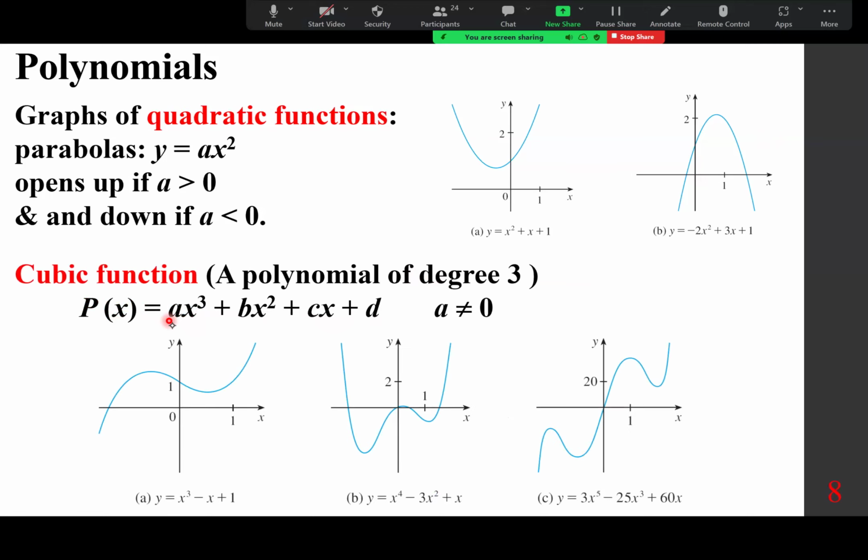Okay. Looking like that. This is of degree 3 as an example. This is of degree 4 as an example. This is of degree 5 as an example.